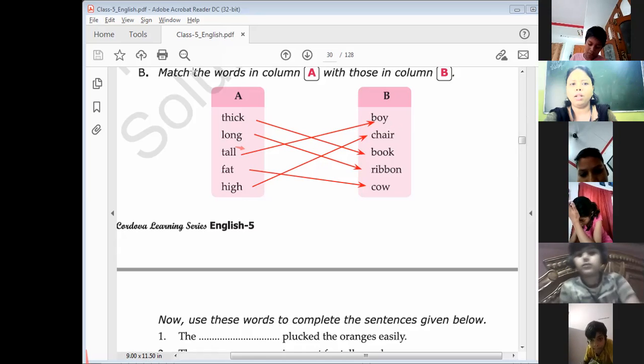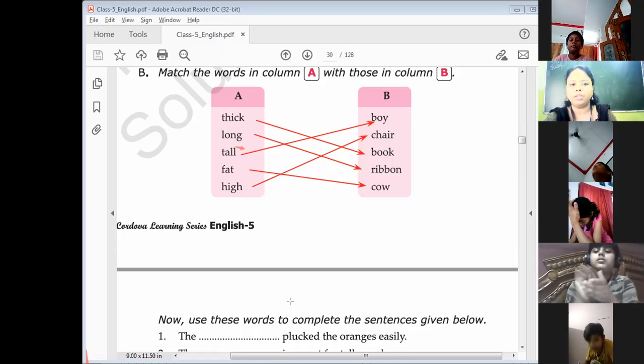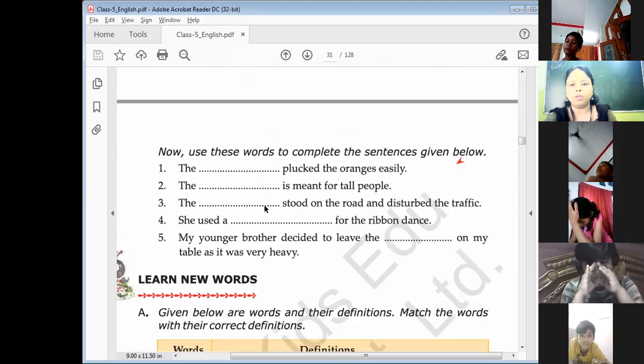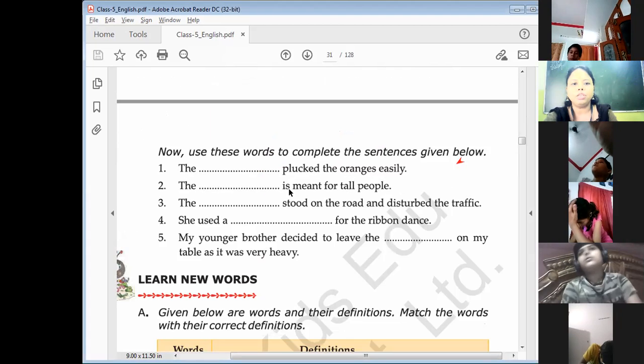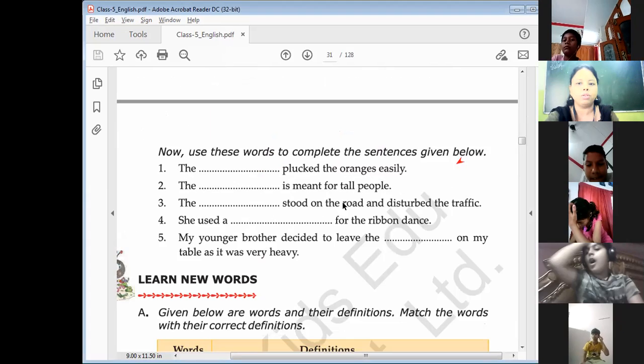You have to fill all these, thick book, long ribbon, tall boy, fat cow, high chair, here in these blanks. In these blanks, you have to write all these words. Understand? Like the first one will be the tall boy plucked the orange easily. The high chair is meant for tall people. The dash stood on the road and disturbed the traffic. The fat cow stood in the road.